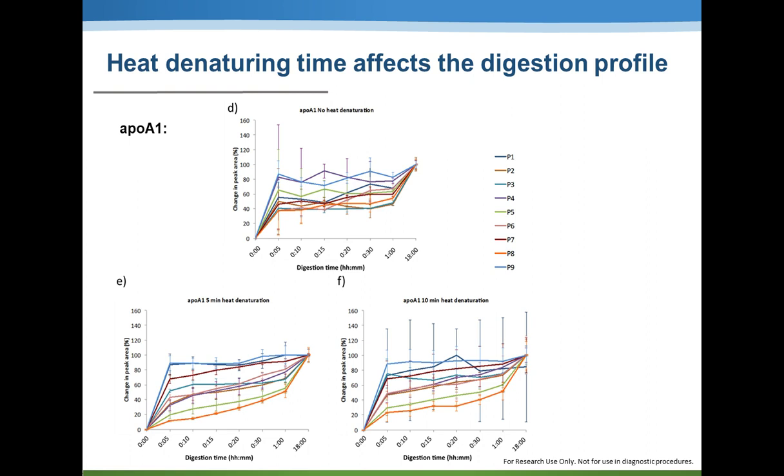In ApoA1, something is very interesting. We observed that 2 peptides, P4 and P9, are fast forming independent of heat denaturation. So if you are going to use P4 or P9 in your analysis, the heat denaturation step can be eliminated.